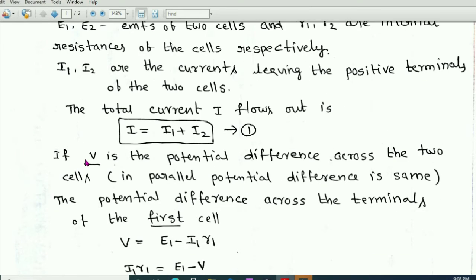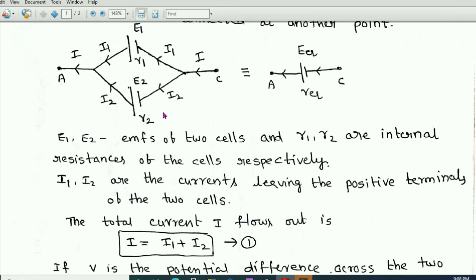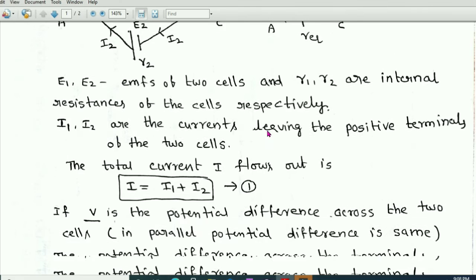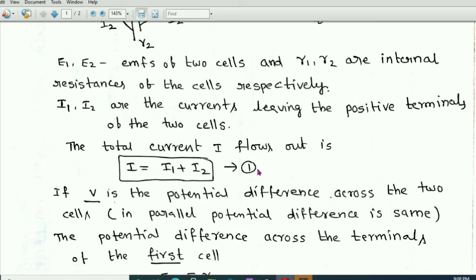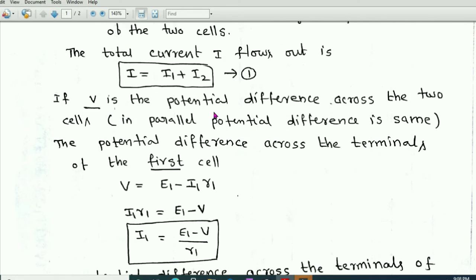If V is the potential difference across the two cells, in a parallel combination the potential difference is the same. The potential difference between the terminals of the first cell is V, and the potential difference between the terminals of the second cell is also V. The currents are different, I1 and I2. So I is equal to I1 plus I2, and the potential difference is V only.